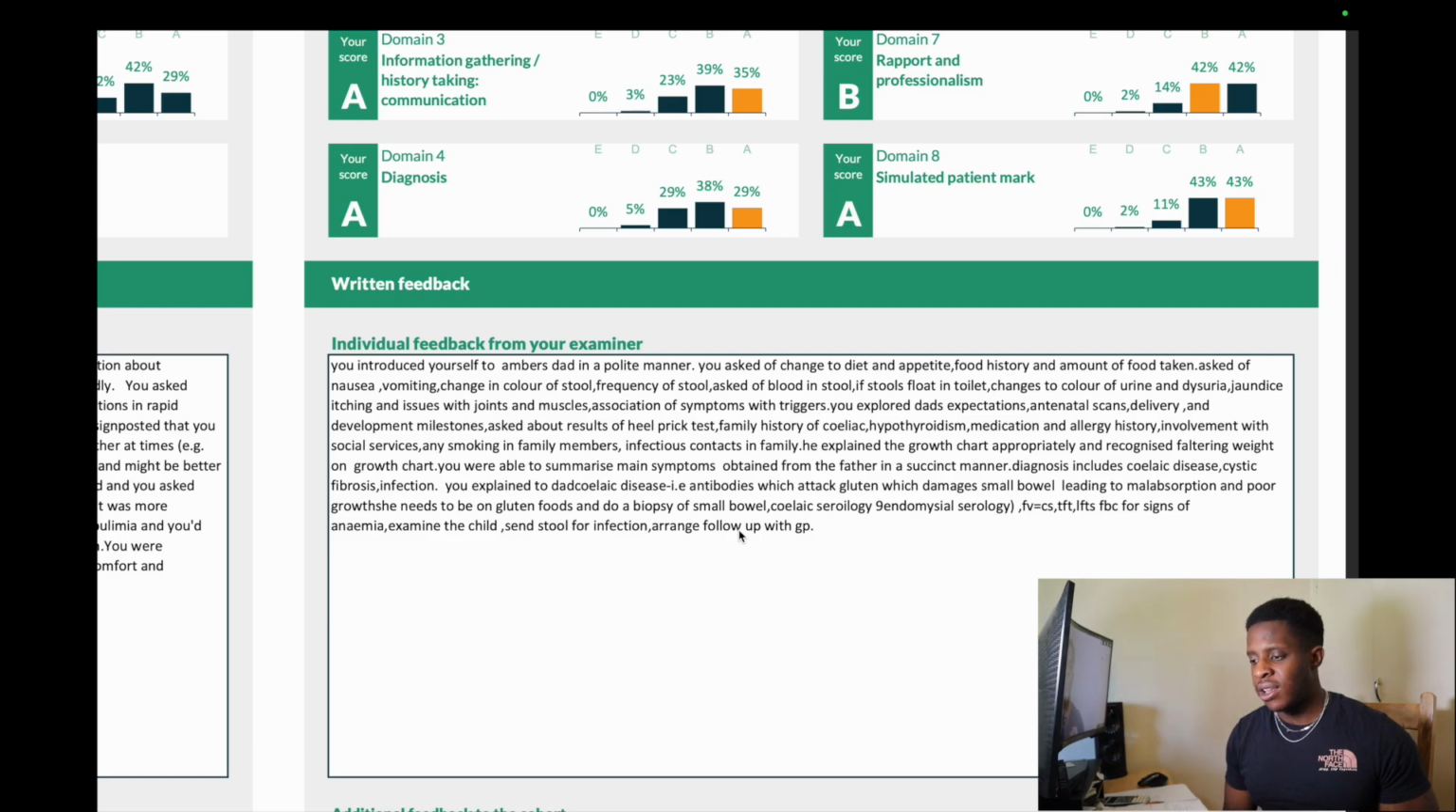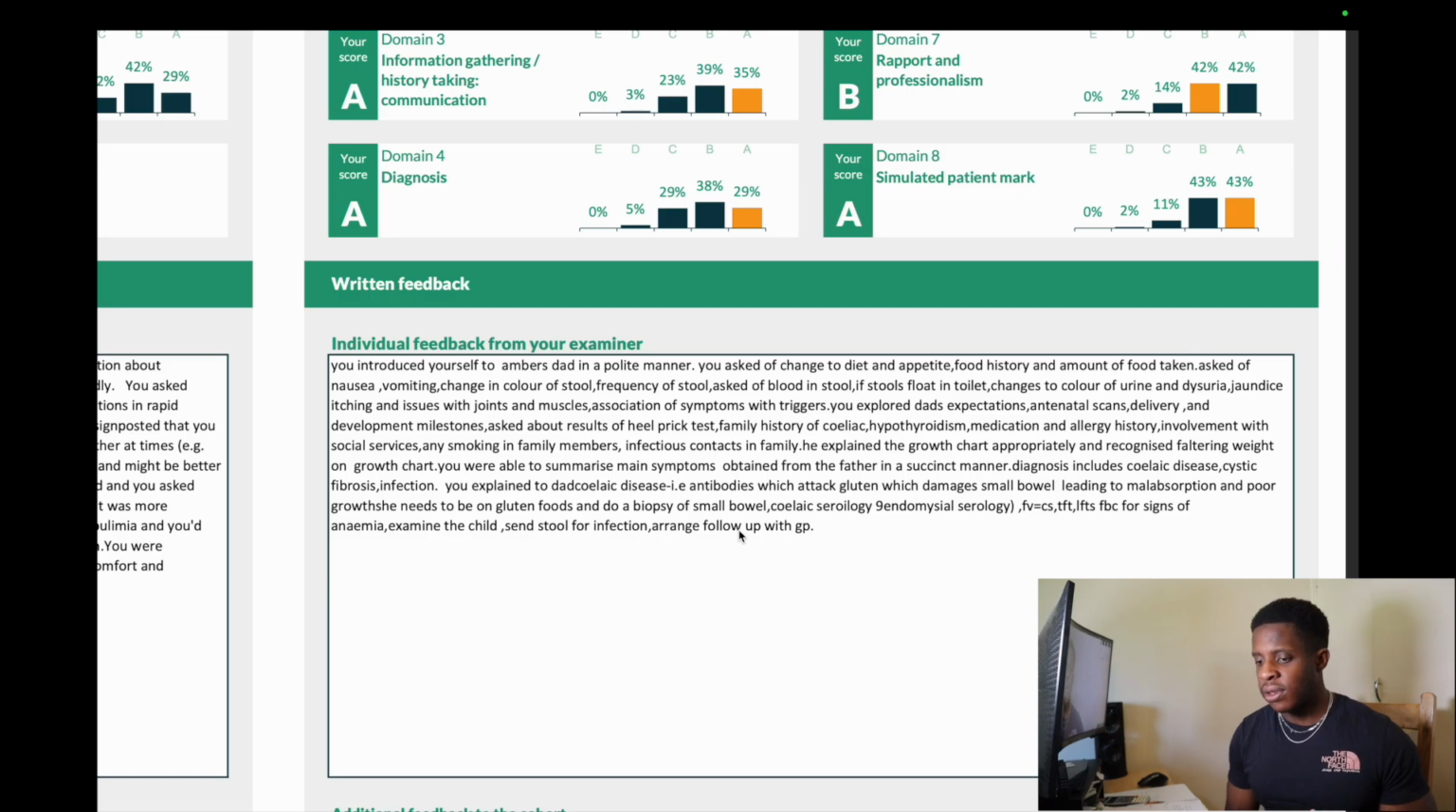You explored dad's expectations, antenatal scans, delivery and developmental milestones, asked about results of the heel prick test, family history of celiac and hypothyroidism, medication and allergy history, involvement with social services, and smoking with family members. You explained the growth chart appropriately and recognized faltering weight on growth charts. You were able to summarize the main symptoms obtained from the father in a succinct manner.